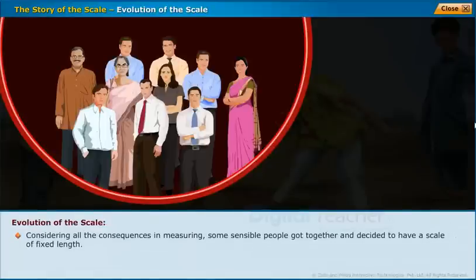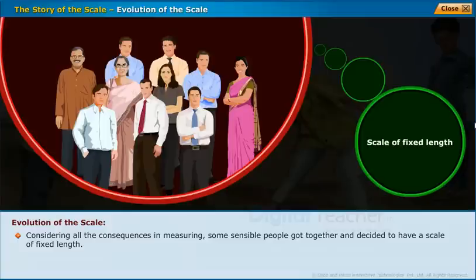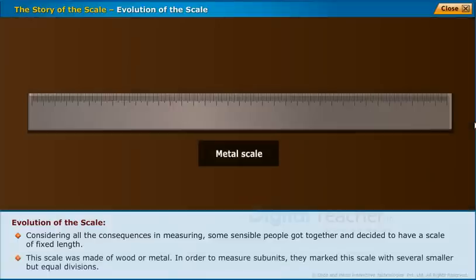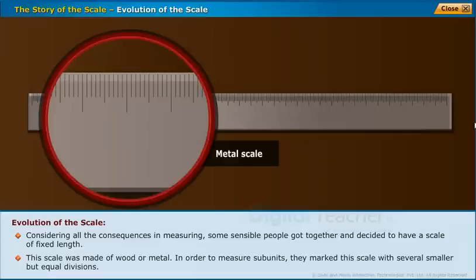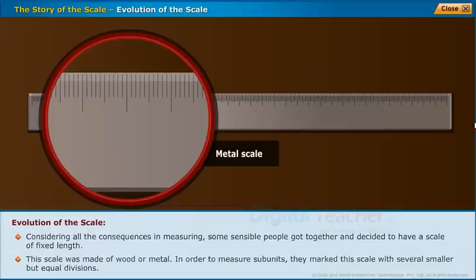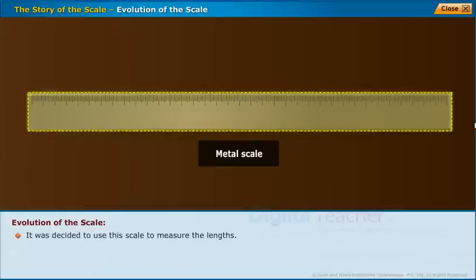Considering all the consequences in measuring, some sensible people got together and decided to have a scale of fixed length. This scale was made of wood or metal. In order to measure subunits, they marked this scale with several smaller but equal divisions. It was decided to use this scale to measure the lengths.